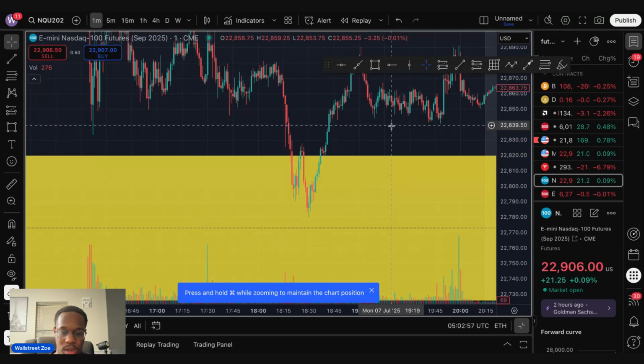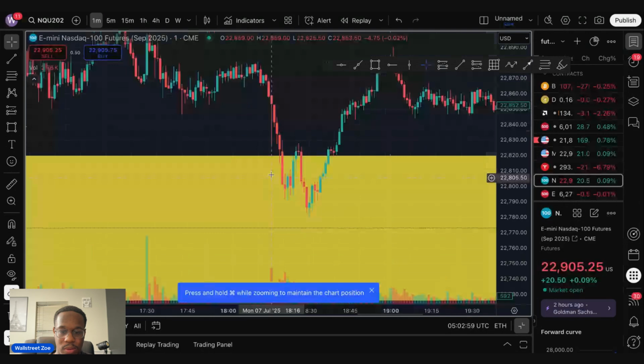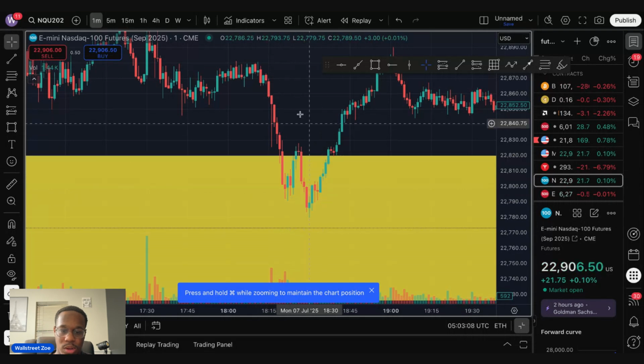And you can see here, we tap down into here a little bit, but I was a little cautious. I wanted to see if we could go a little lower. So what ended up happening, we did end up sweeping this, and we got an inversion here.